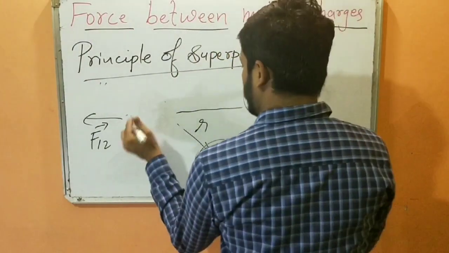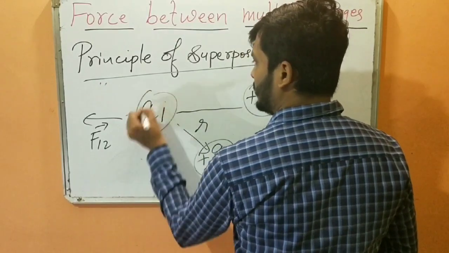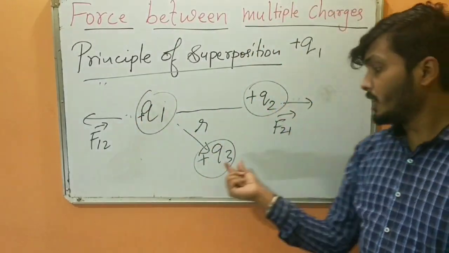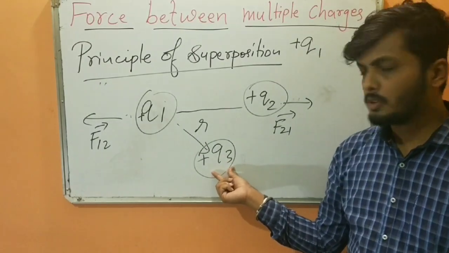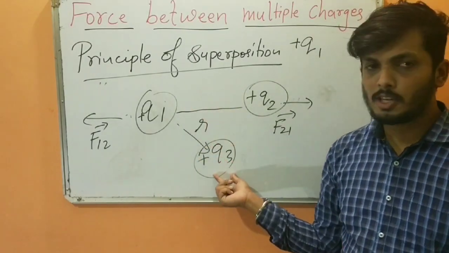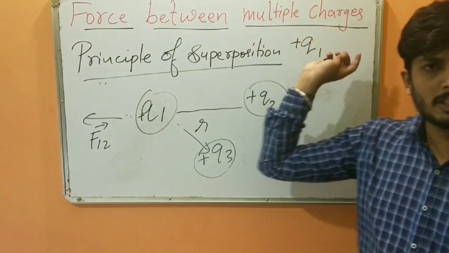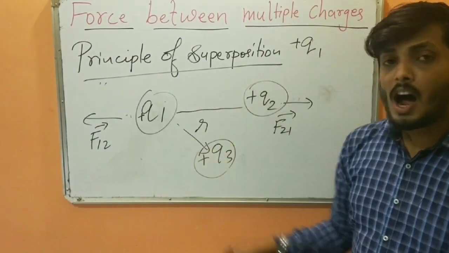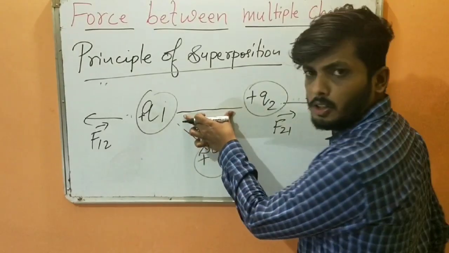Okay, I have just three charges. This is plus Q1, this is plus Q2, and this is plus Q3. Now another charge has come into existence. So now the two charge system has become a three charge system. So I call it what? Multiple charges.